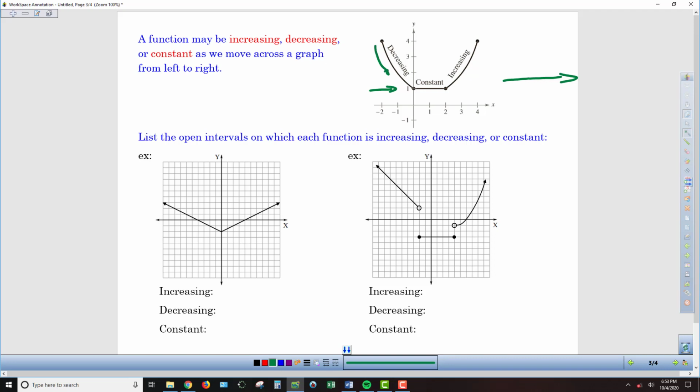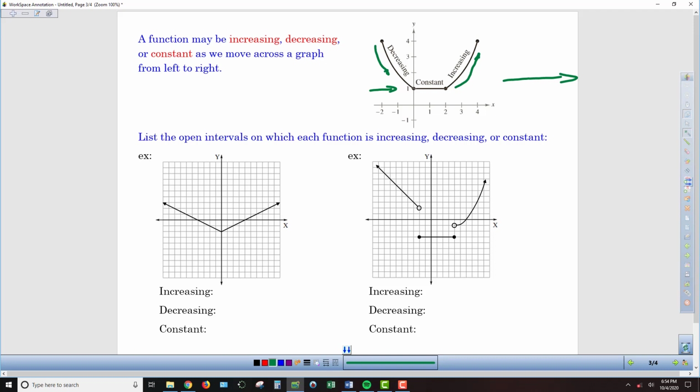In the middle there, the y values are not changing. They're staying the same. It's staying at 1. So that's why we say it's constant in that middle section. And then once we move to the right-hand side of the graph, we can see our y values are going up as we move across the graph from left to right. So we would say that's an increasing branch.